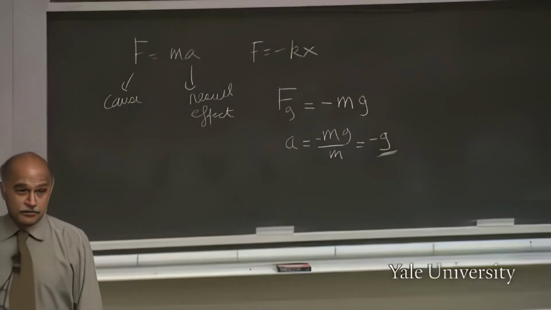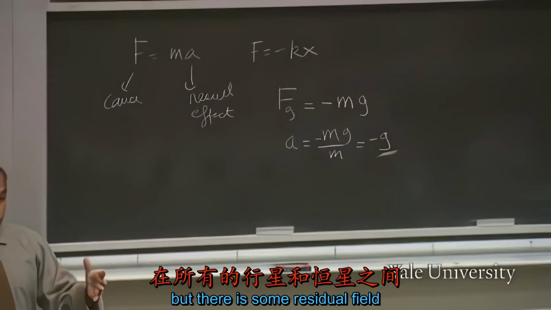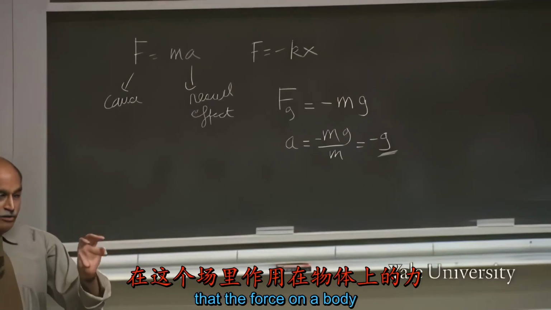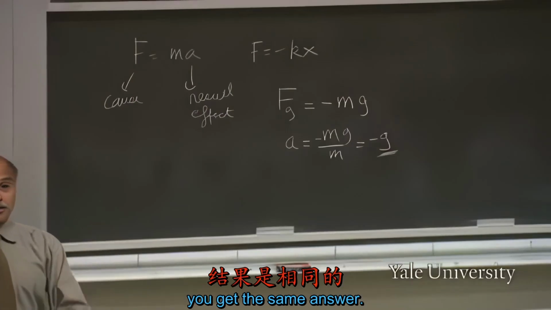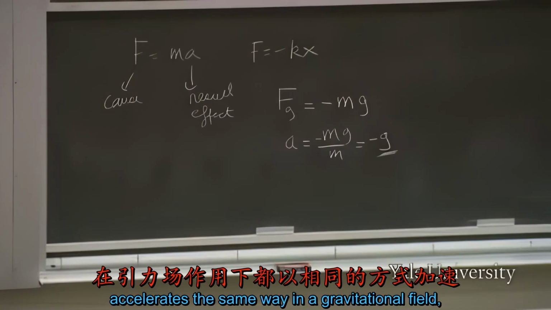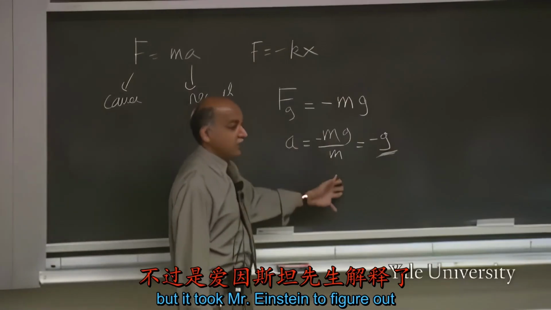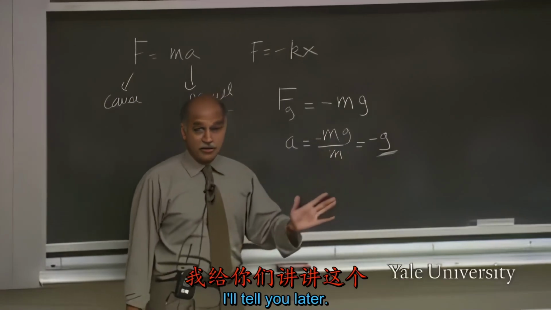In fact, it's a property of gravitational fields anywhere, even in outer space, where there is some residual field due to all the planets and all the stars in the universe, that the force on a body is proportional to the mass of the body. So when you divide by the mass to get the acceleration, you get the same answer. Everything, gold, silver, diamonds, particles, everything accelerates the same way in a gravitational field due to this remarkable fact. And this was known for a long time, but it took Mr. Einstein to figure out why nature was behaving in that fashion. If I have some time, I'll tell you later.